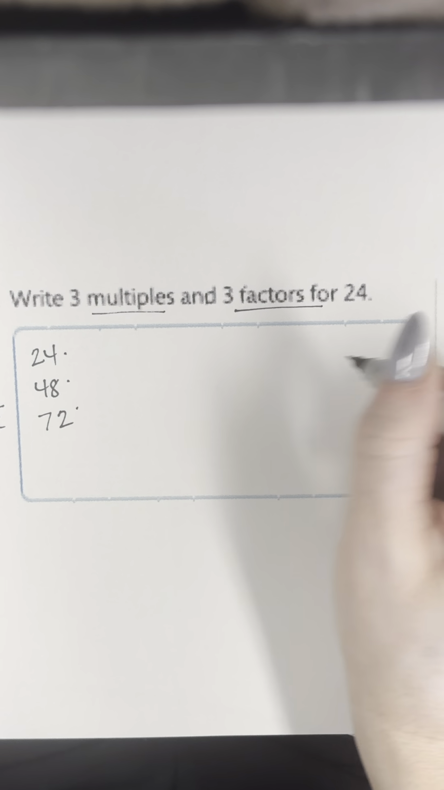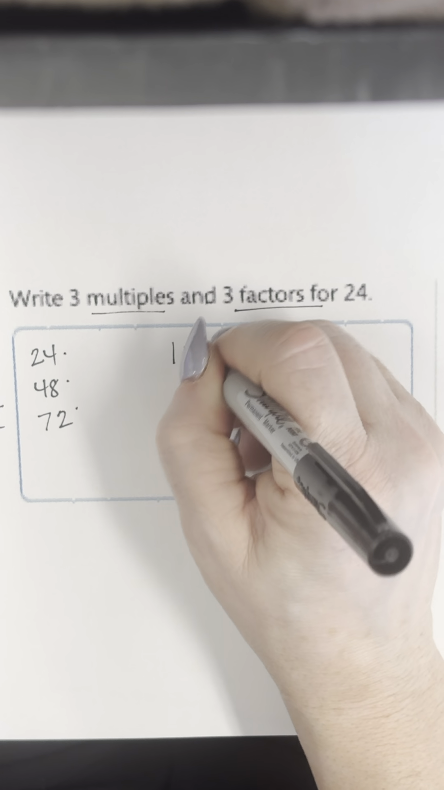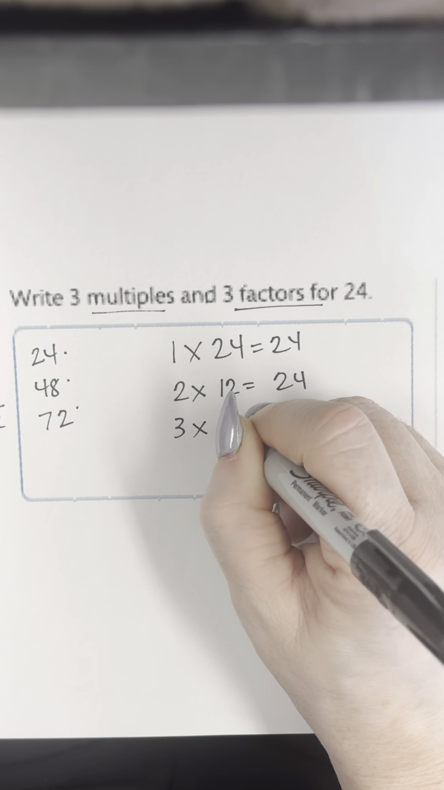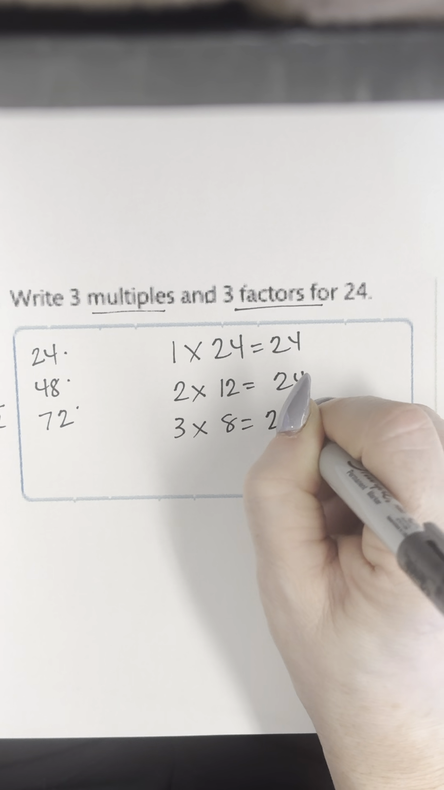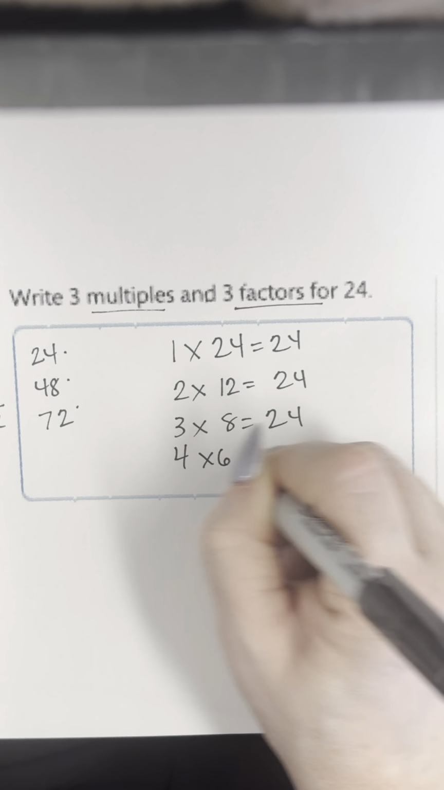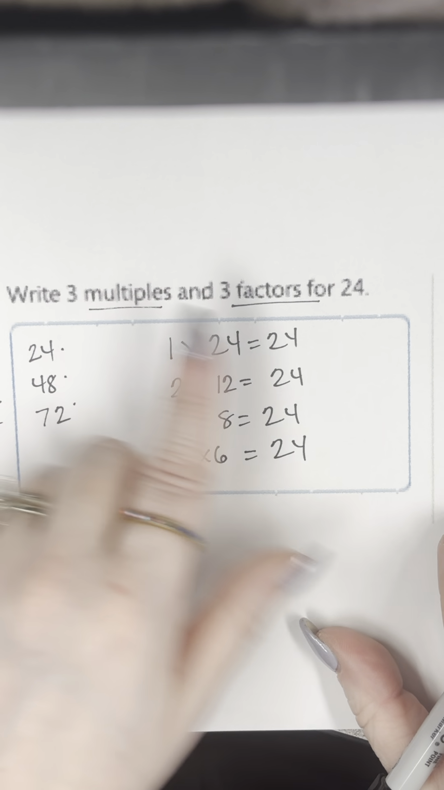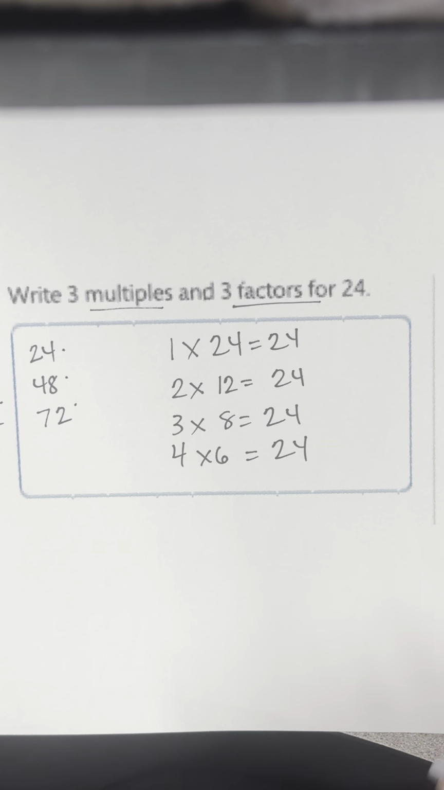And 3 factors for 24. Well, I know 1 times 24 equals 24. I know 2 times 12 is 24. And I know 3 times 8 equals 24. And I know 4 times 6 equals 24. I kind of went above and beyond here because they're only asking for 3. You could have told me 1, 2, 3, and you would have been correct, as long as you know how to factor out 24.